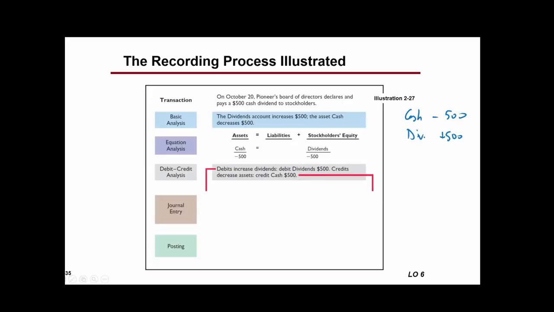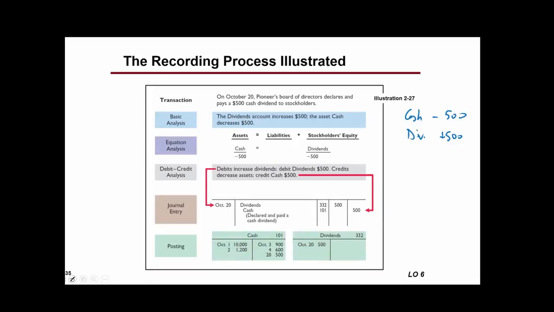Any questions? So the journal entry will be a debit to dividends and a credit to cash. Once again, we post it to the accounts. Any questions? In the equation, you put it as minus 500.